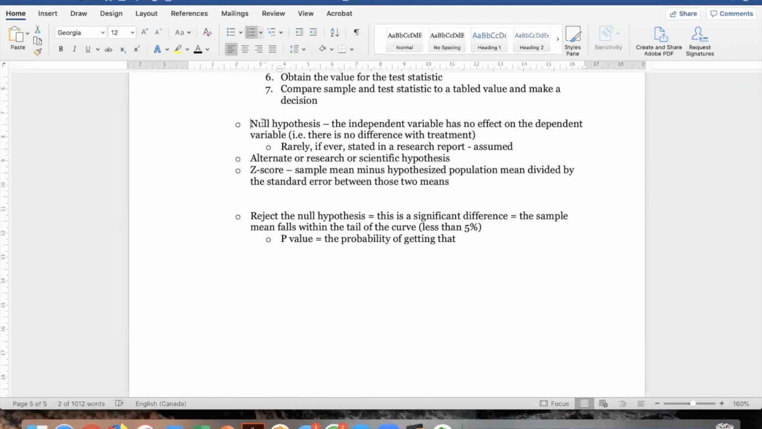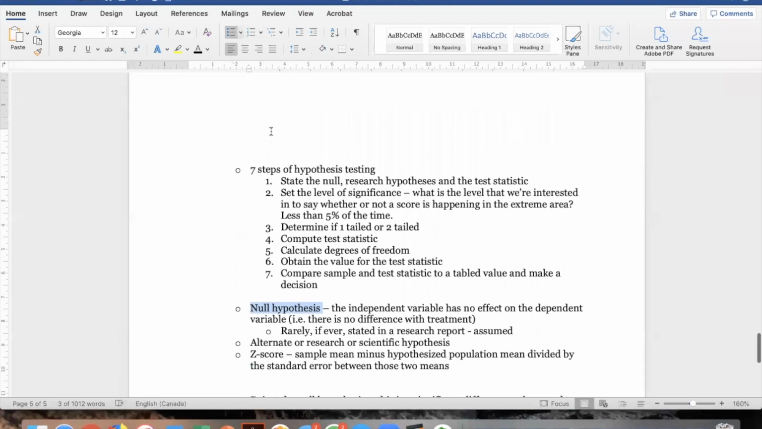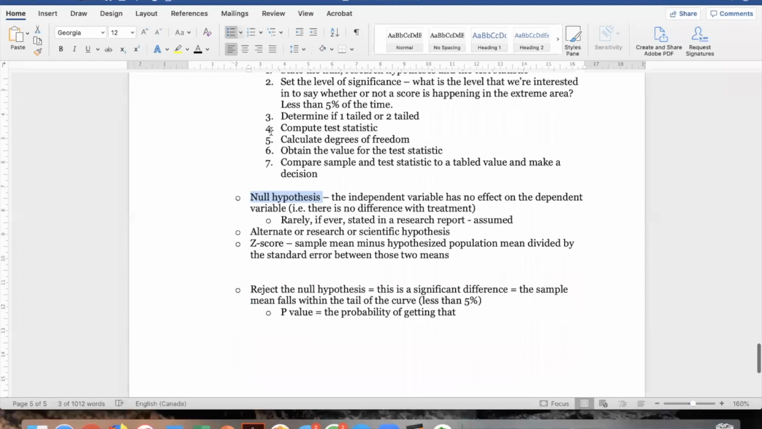So your null hypothesis. This is really important to know. A null hypothesis is what you start with in every hypothesis testing sample, whatever you're doing. You start with the null hypothesis, and the null hypothesis says the independent variable has no effect on the dependent variable. So if you have a question about vaccines and autism, the null hypothesis is vaccines have no effect on autism, right? Usually this isn't stated in the project, but you're going to do it in your assignment.